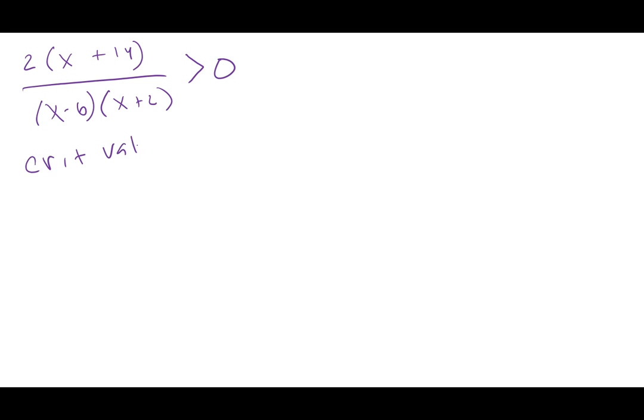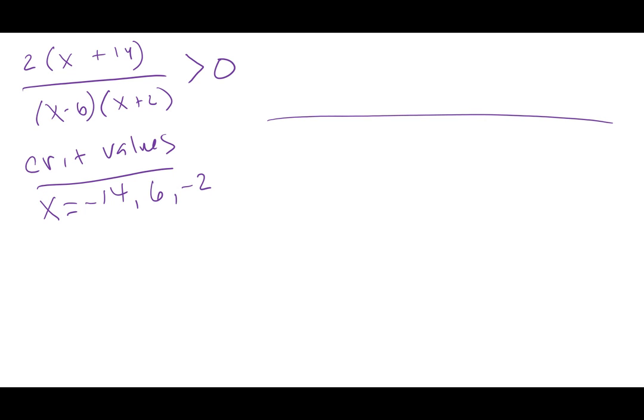So let me just go ahead and write that again. So 2 times (x plus 14) all over (x minus 6) times (x plus 2), and that's going to be greater than 0. I have to go ahead and find the critical values. And remember, when it comes to rational functions, the critical values are anything that make the top or bottom 0. So per the top, I'm going to get a critical value of negative 14. Per the bottom, I'm going to get 6 and negative 2.